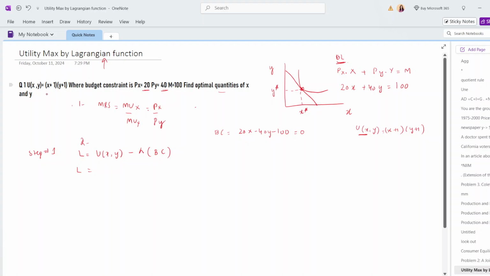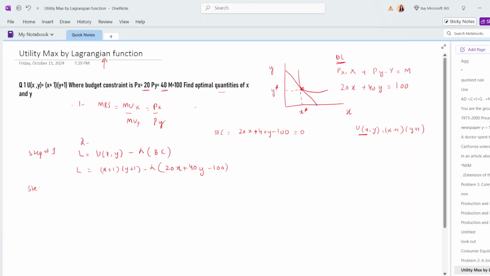Lagrangian function, now we know that utility function looks like this. It's x plus 1, y plus 1, minus lambda, and then plug this budget constraint equation over here: 20x plus 40y minus 100. This is it. Now there are three unknowns in this. One is x, other one is y, and the last one here is lambda. We need to take derivative with respect to all three of these, and then from there we can find out equilibrium level or optimal level of x and y.